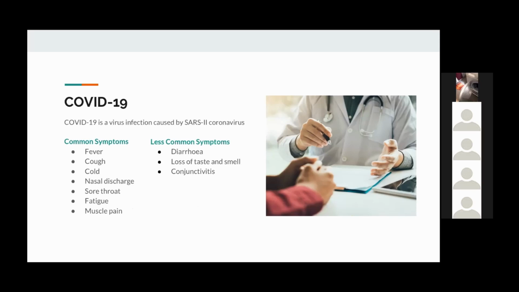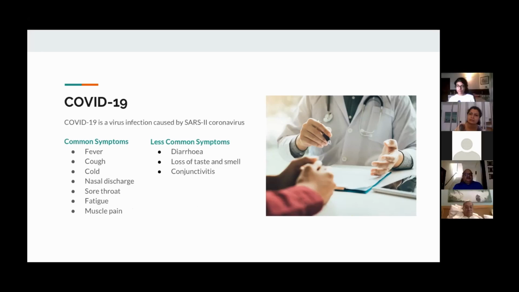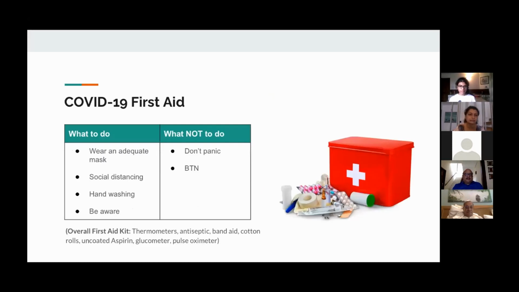Fatigue, muscle pain, headaches, sometimes, and less commonly, they can get diarrhea, abdominal pain, sometimes nausea and vomiting. Loss of taste and smell is a very overrated symptom, but it does occur specifically in this disease. Many patients can get eye manifestations like conjunctivitis and red eye as well. But the most common symptoms are fever and respiratory symptoms.